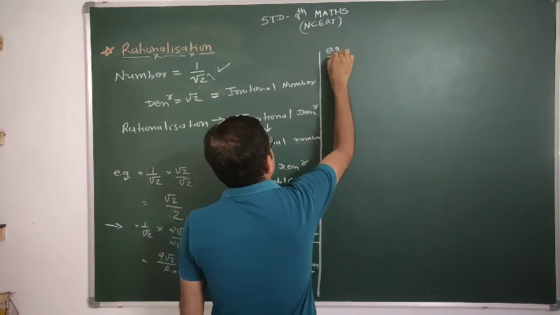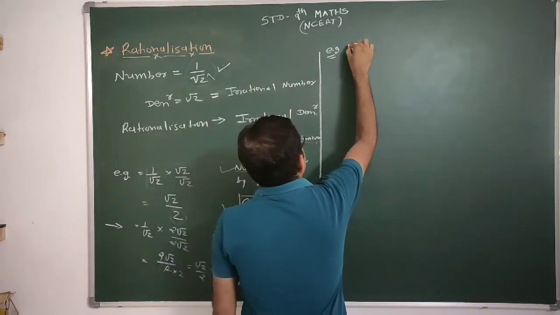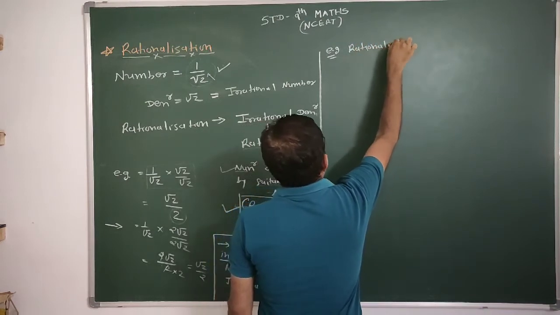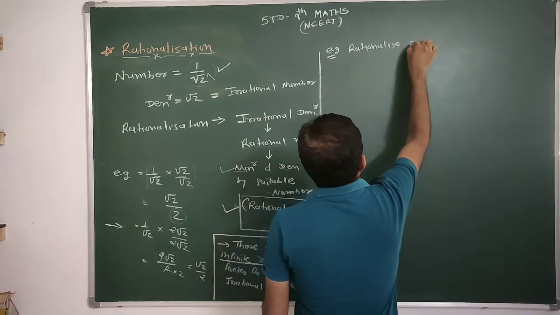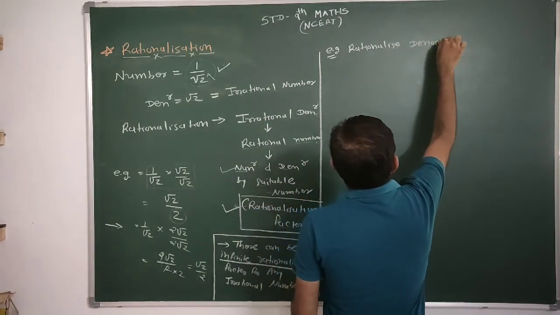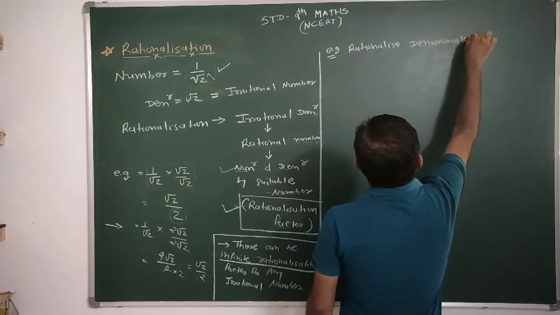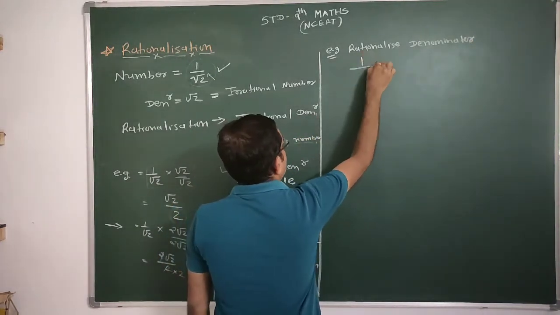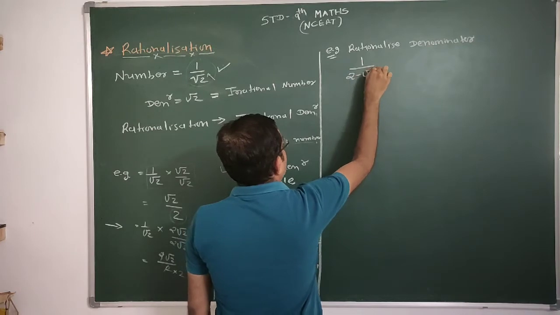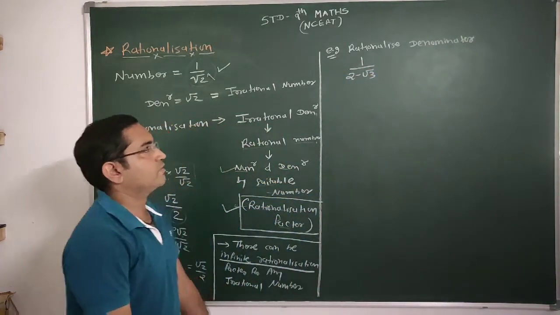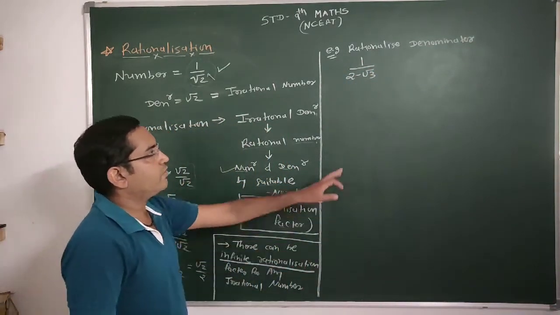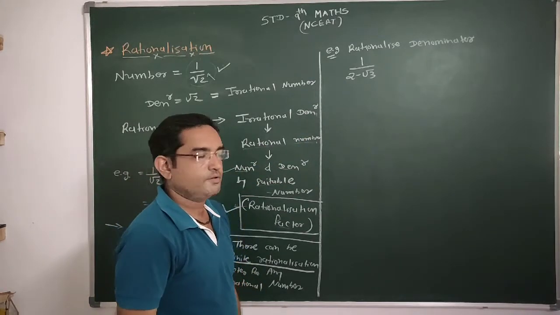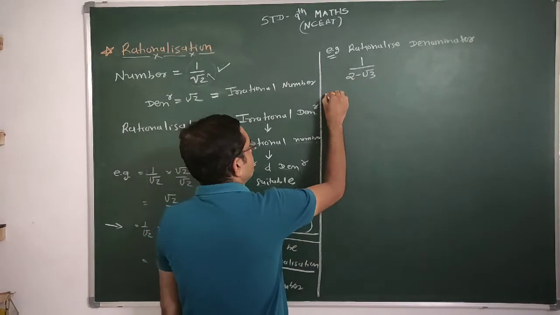One more example. Suppose we are given: rationalize the denominator of the given number. Suppose the given number is 1 upon 2 minus root 3. This is the question: rationalize the denominator of 1 upon 2 minus root 3. Done? So what is the rationalization process?